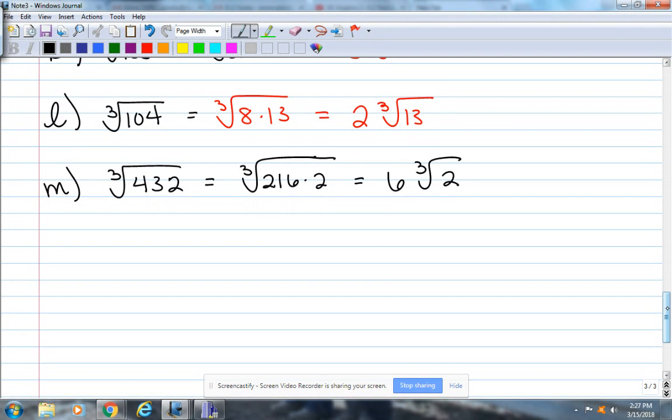So the last thing we need to do is add and subtract. And then we're done with this stuff. Long lesson today. Radicals and roots.